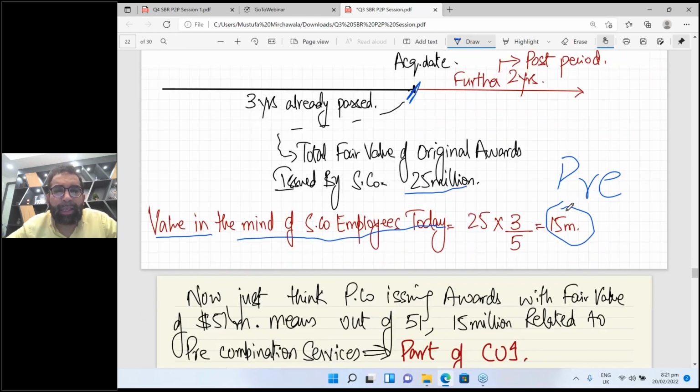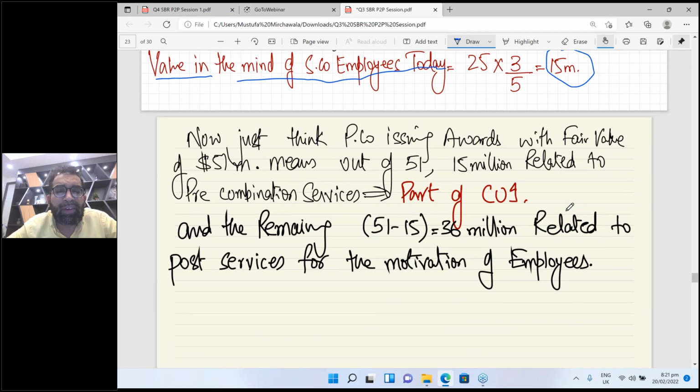Now, just think, P company issuing awards with fair value of 51 million means out of 51, 15 million relates to pre-combination services. So this will be part of COI. 15 million will be part of COI, and the remaining 36 million relates to post services for the motivation of employees. As these 36 million relate to the post period, and the vesting period is 2 years, you need to divide this 36 million by 2. So 18 million per annum you will be booking as expense and equity. This is how we'll work.